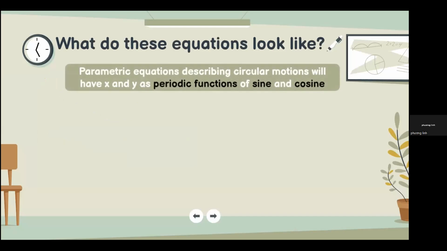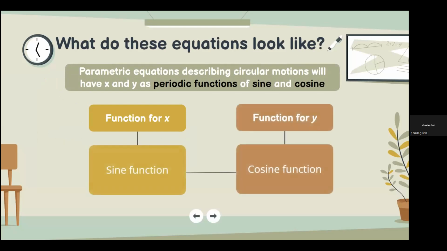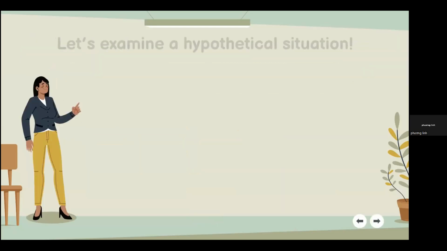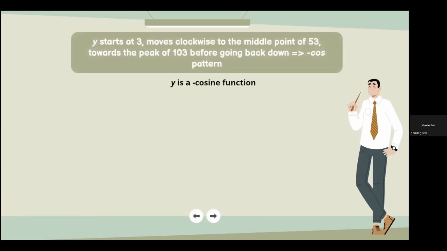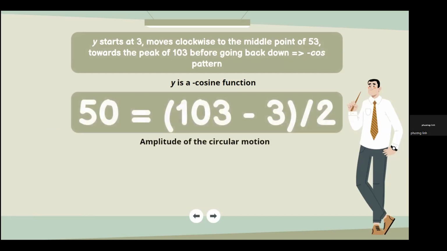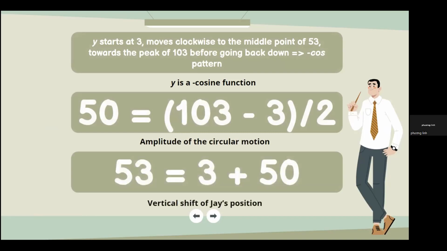X and y can pose as periodic functions of sine and cosine. X can be a sine function and y a cosine function, or vice versa. Let's examine a hypothetical situation where J takes this Ferris wheel in 5 minutes. From the direction that y changes, we can determine that it is a minus cosine function with an amplitude of 50 and a vertical shift of 53.